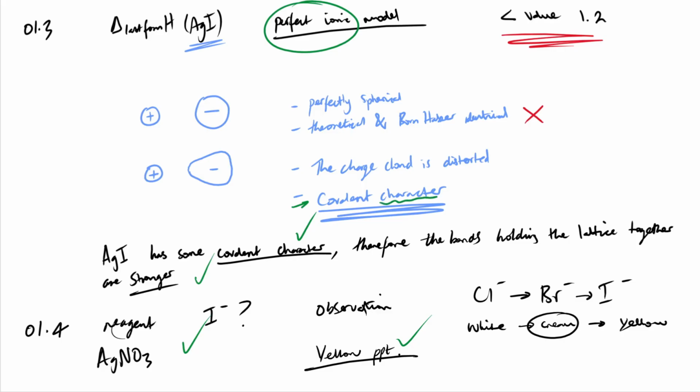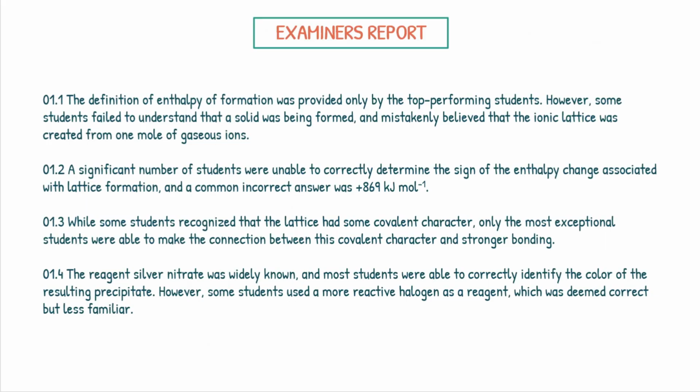Okay, covalent character. But if we have covalent character involved, it not only has the ionic interaction, but it has stronger bonds because you're going to get covalent activity. Okay, shared pairing of electrons. The electron cloud is distorted and it's going to be pulled towards the positive. Okay, just like that. Question 1.4, the last one here.